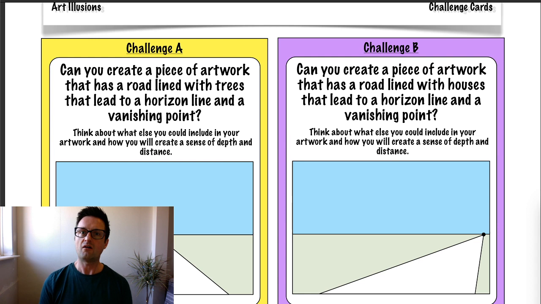If you are slightly younger than Year 5 or Year 6, I would recommend that you have a go at the challenge on challenge card A up here, or B. You can create your own vanishing point picture that has a road lined with trees that lead to a horizon line, or a road lined with houses. You can see here on challenge card B, this purple one, that the road actually goes to a different vanishing point other than the middle of the horizon there. So that's a slightly different challenge for you to have a go at.